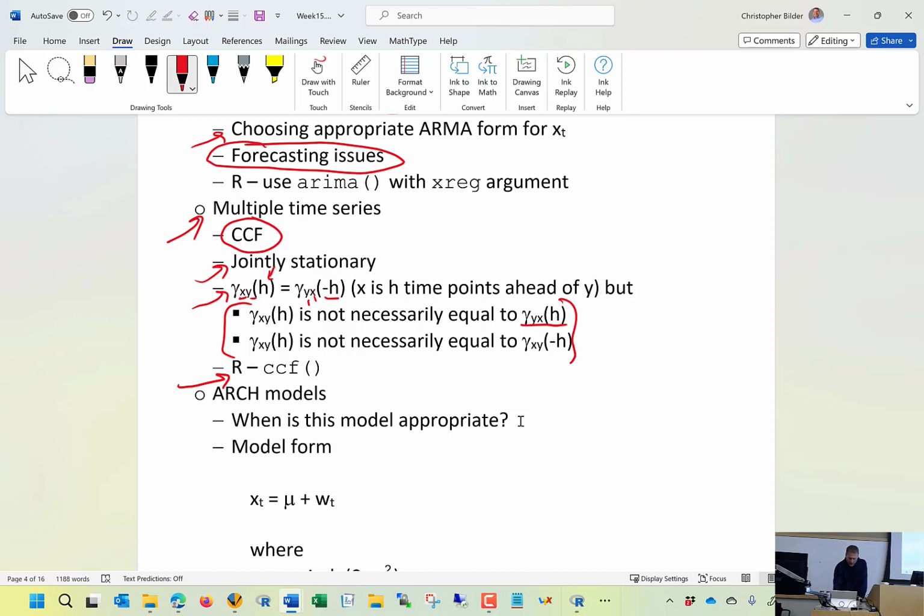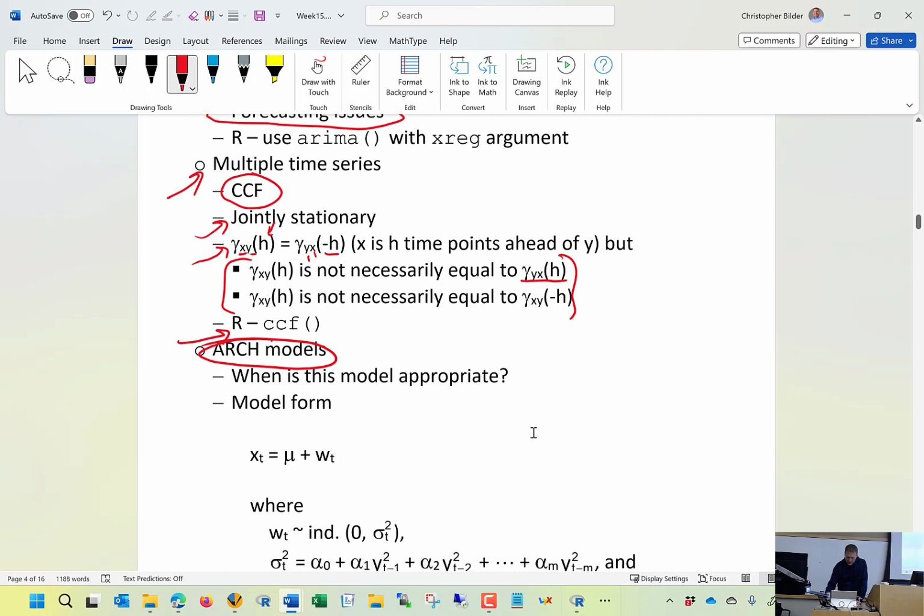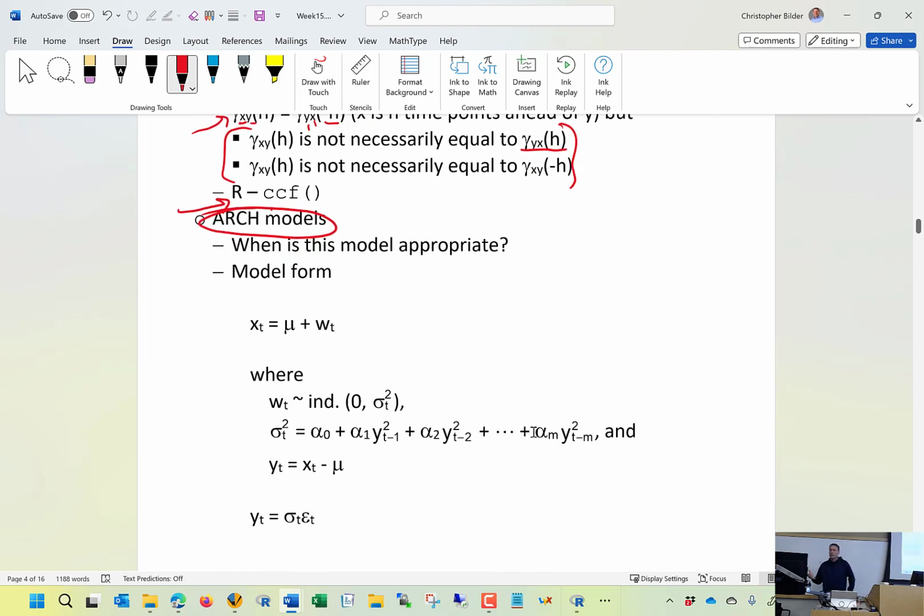And then lastly, we talked about these ARCH models. When is this kind of a model appropriate? Well, it's appropriate when the variance changes as a function of time. In particular, in financial situations, this model can be very helpful where you have what are called periodic shocks to whatever kind of financial measure you have, meaning that the variability becomes really big just over a short period of time, and then goes back to normally what it would be.